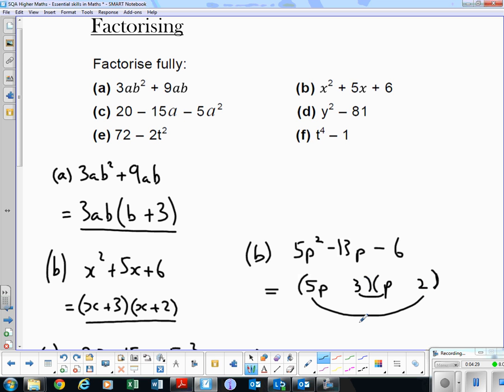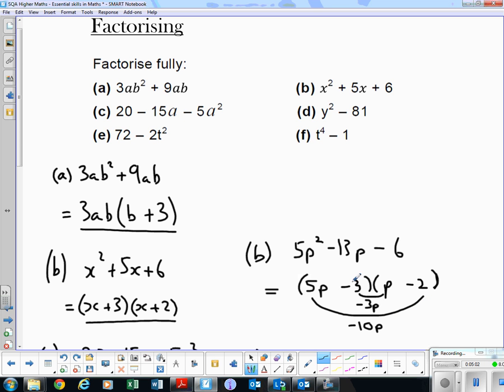So 10p, 3p. So starting to look good now. If I've got a 10 and a 3, I can definitely make negative 13. It would need to be negative here, negative here. So where did the negative 3p come from? That came from the 3 multiplied by p, so that would have to be negative there. 5p times 2, and I want negative 10p, so it would have to be negative 2. So it looks as though I've done it correctly.